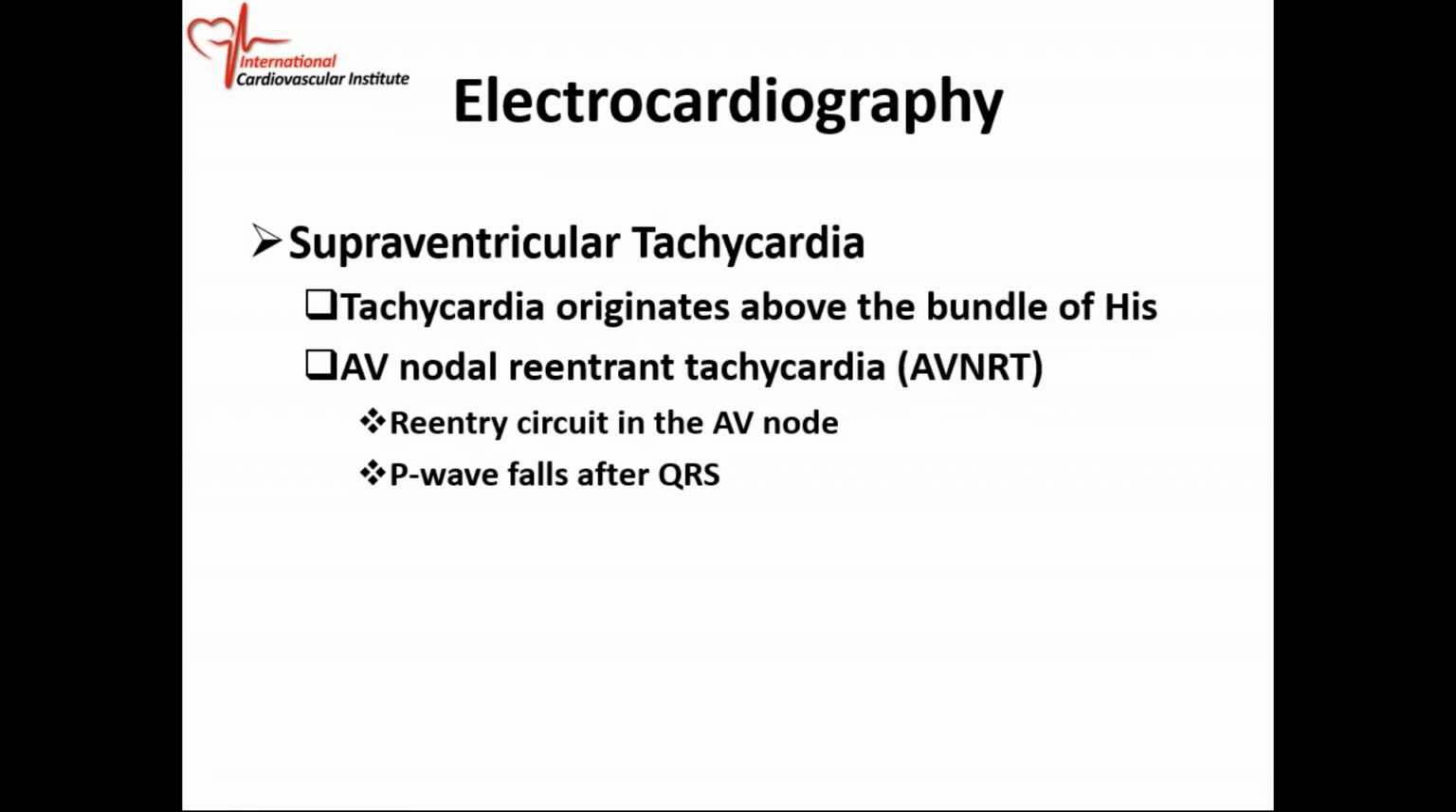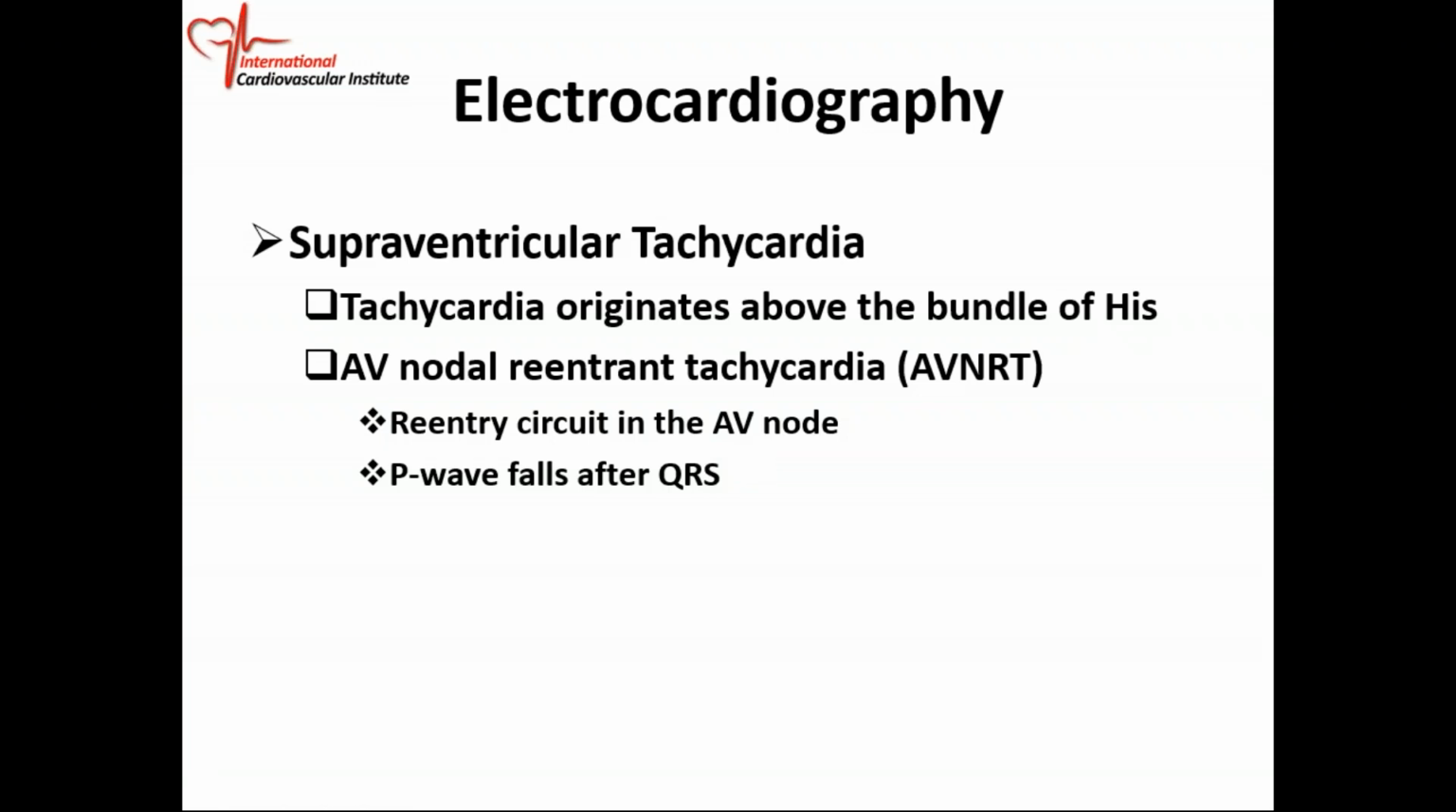Unless you guys want to go further, you just have to know that this is the most common. I'm going to explain it for those people who need to know more about AVNRT. So AVNRT is the most common narrow complex supraventricular tachycardia, and it usually involves what we call a reentry circuit in the AV node.